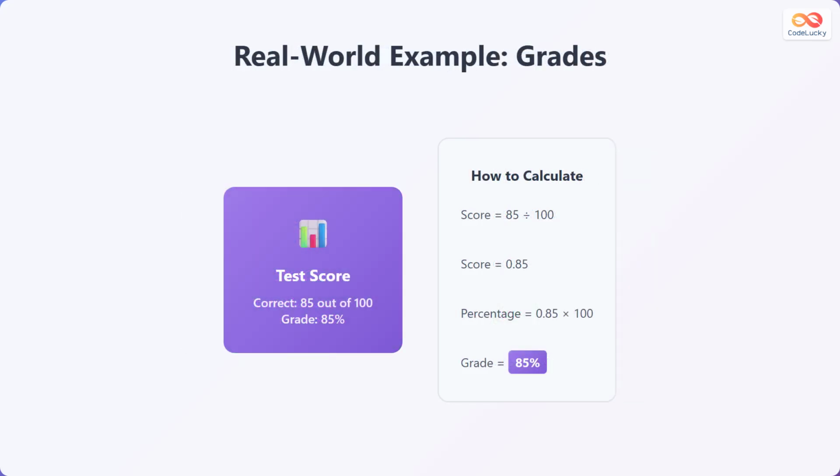Let's look at grades. Suppose you got 85 questions correct out of 100 on a test. That means your grade is 85%. To calculate this, you divide 85 by 100, which equals 0.85. Then you multiply 0.85 by 100, giving you a grade of 85%.